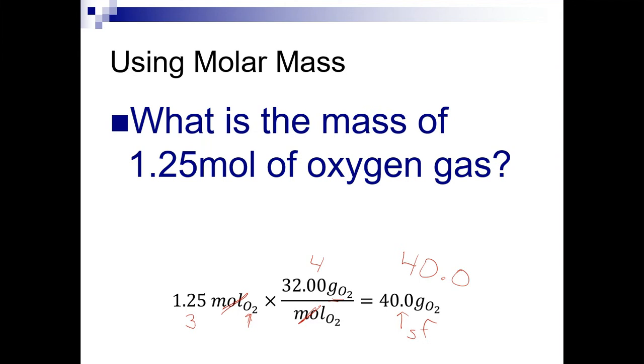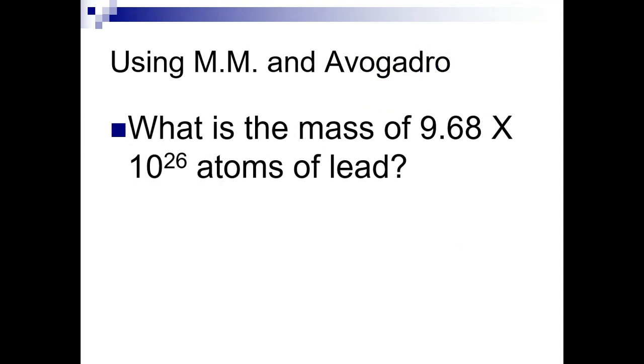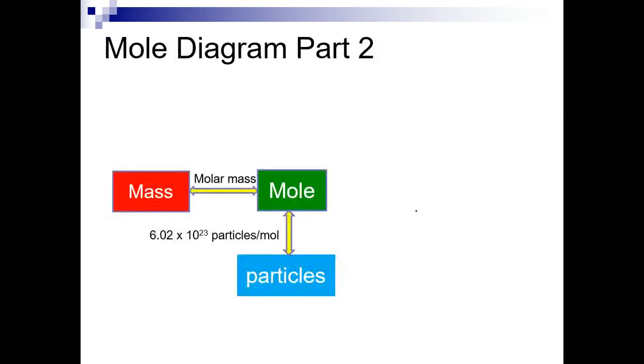One more way to use the molar mass, and that's to bring both pieces together, molar mass and Avogadro's number. So if I want to know the mass of, and I have the number of atoms, in this case 9.68 times 10 to the 26th atoms of lead, what would the mass of those atoms be? Well, there's not a line that goes directly between these two, right? So I can't go straight from particles to mass. So I have to do it in 2 steps.